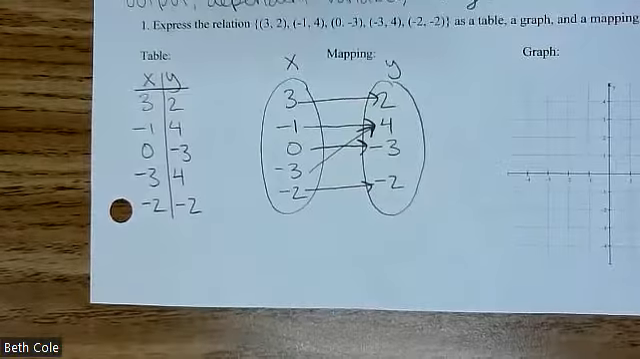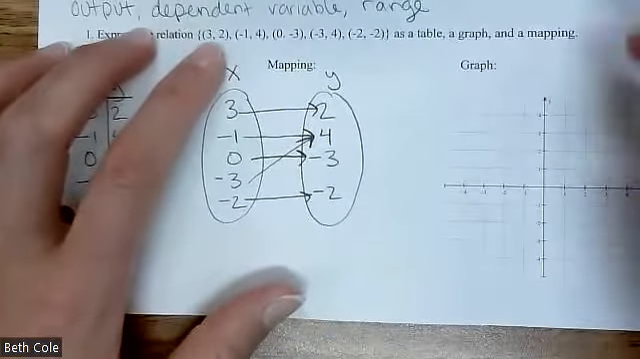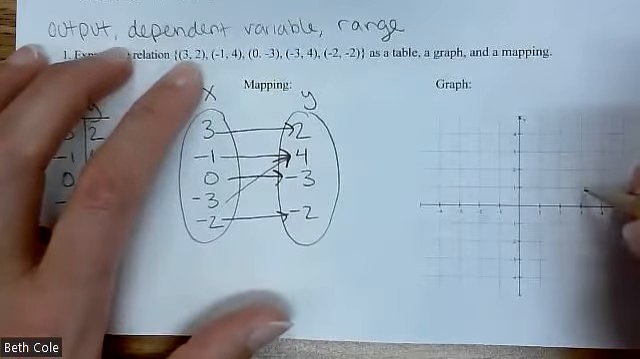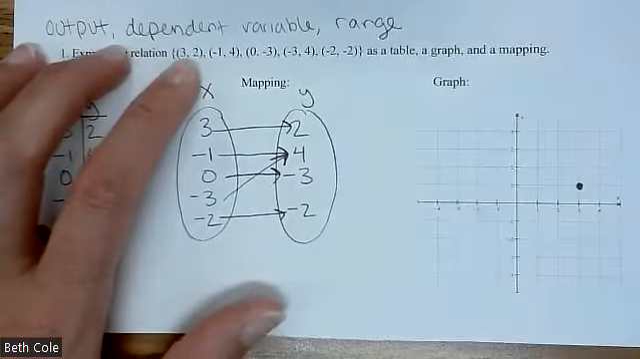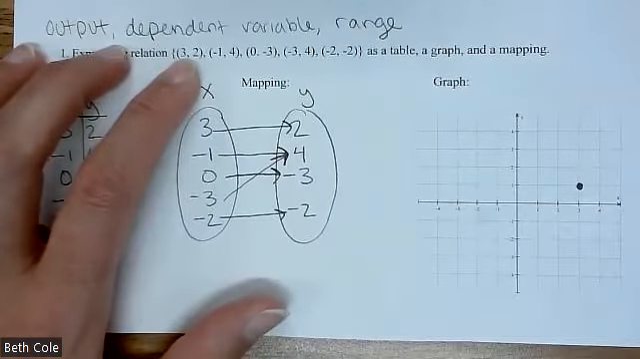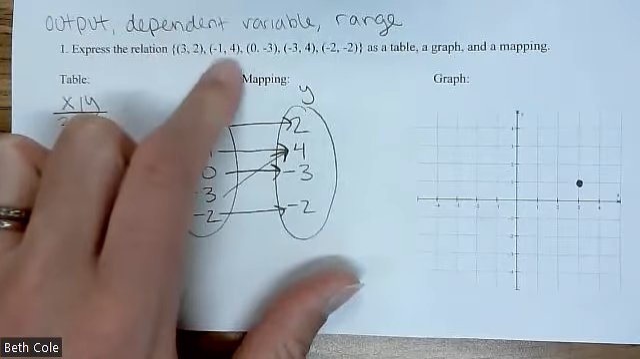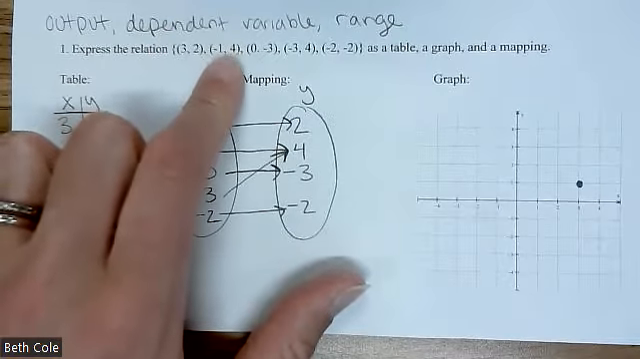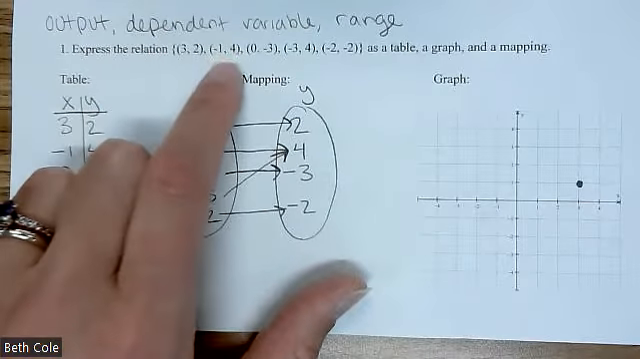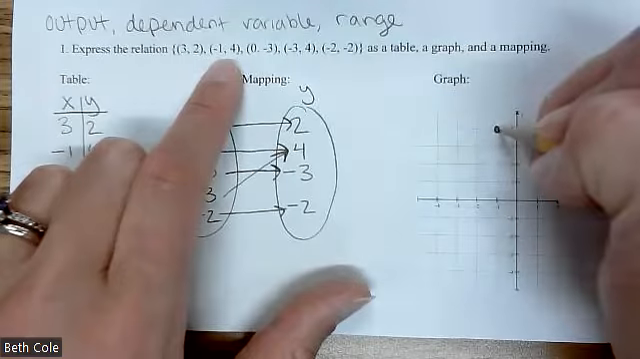And then all you're going to do is plot those. So 3, 2. This is going to be a little easier than the other one because we have a grid this time. So 3, 2. I'm just going to check the quadrants. -1, 4. What quadrant would that be in? Quadrant 2. Good. -1, 4 would be right here.